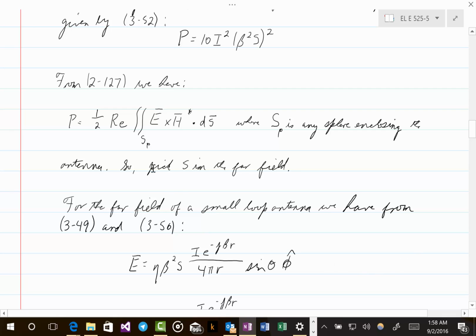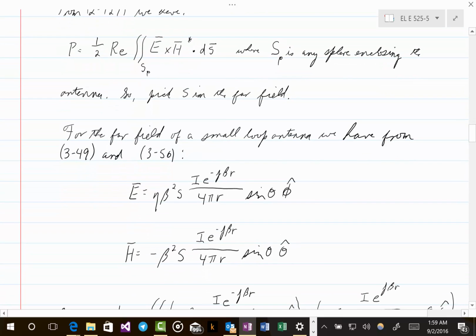So from equation 2-127, we have that the radiated power is 1/2 the real part of the integral over some surface S sub P of E cross H star dot ds. And S sub P is any sphere enclosing the antenna. So we can make life easy by choosing the sphere to be in the far field, and that allows us then to use the far field expressions for E and H. And remember, this star represents conjugation. We're going to take the complex conjugate.